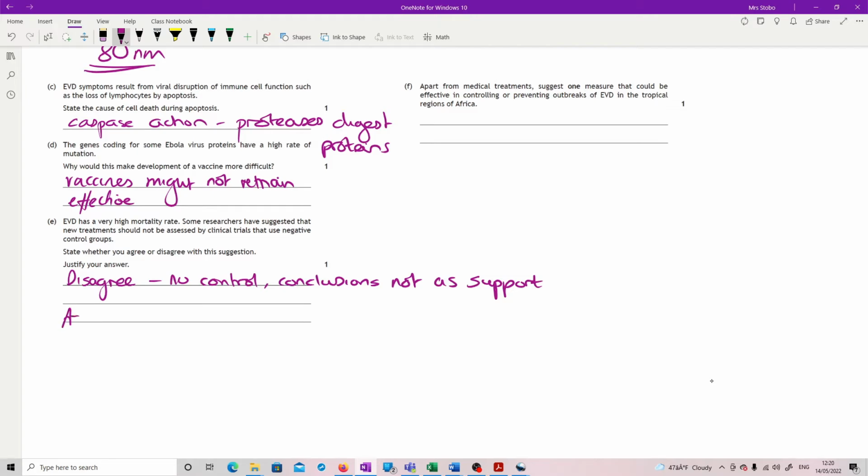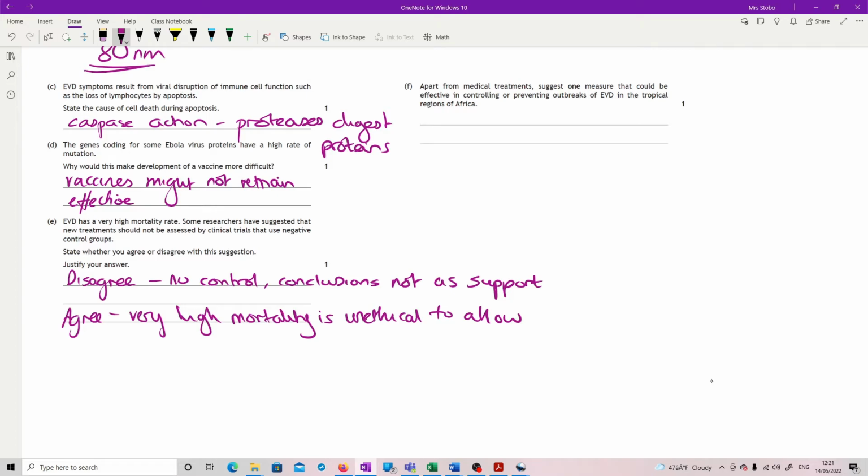So what I'm expecting is that you're more likely to say, no, I agree with that, because very high mortality is unethical to allow. You wouldn't want to be saying, well, it's okay, we'll just have a group of people that die. But as far as the mark is concerned, you put whichever one you say and then you explain why you're happy with it. So, yeah, that's your 2.